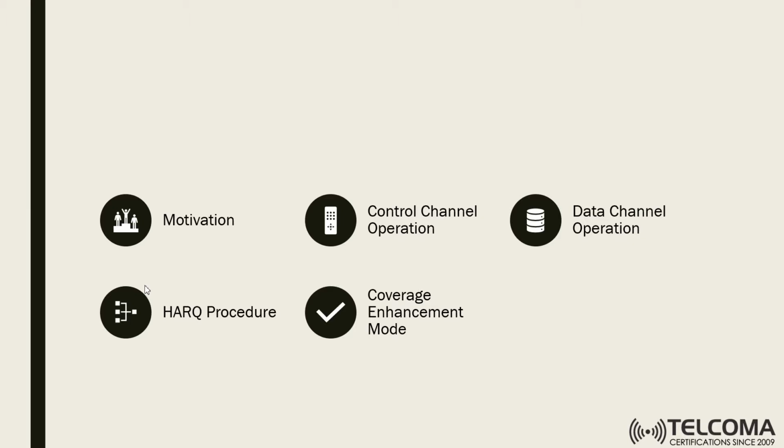Then we proceed with data channel operations as well as optimizations, and we'll see the uplink and downlink HARQ processes, similar to CATM1 or EMTC. And finally, we'll see coverage enhancement mode for the data channels and control channels as well as RACH channels.